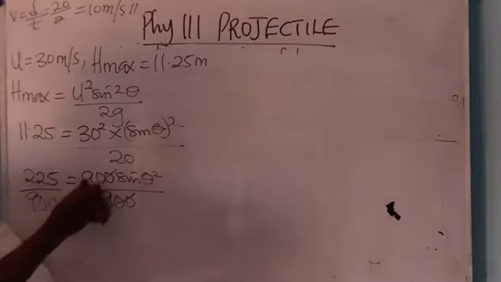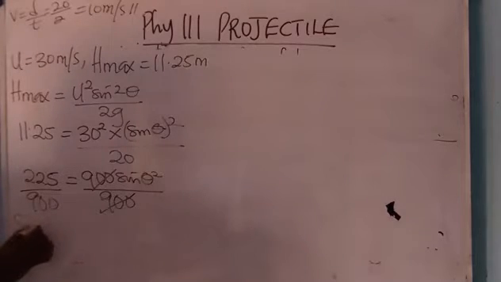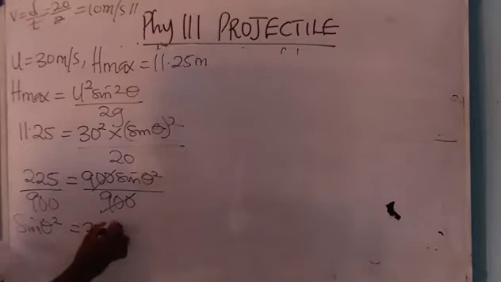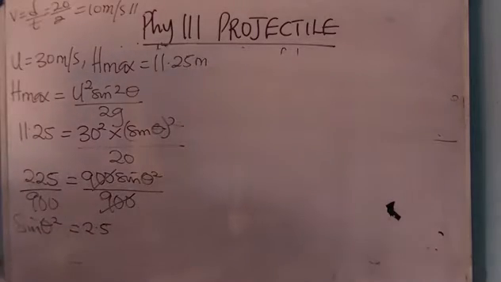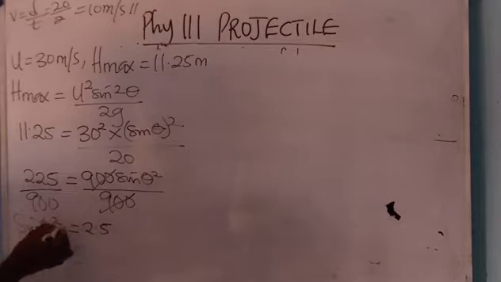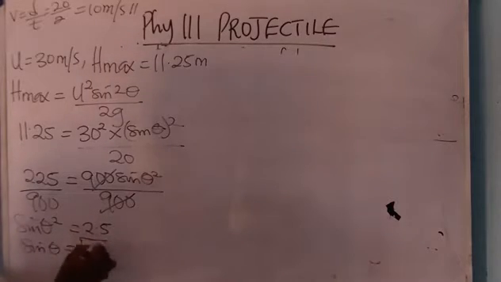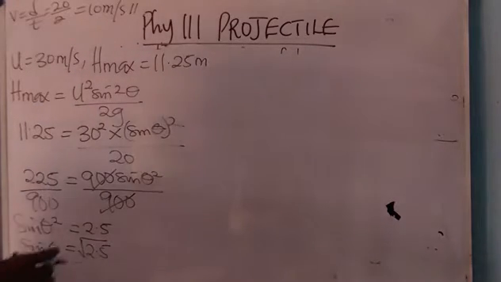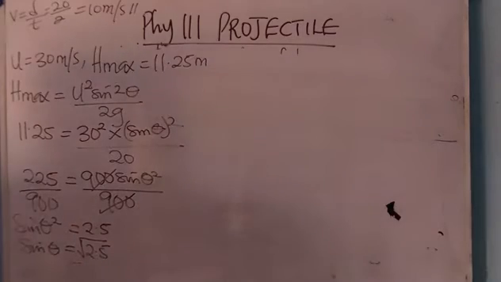So this will go into this. So I have that sine theta equals 225 divided by 900. 225 divided by 900 equals 2.5. Now what is now the square root? No, it's having to, so it's crossing. So sine theta equals 2.5. Oh good. I'm not having the value here.